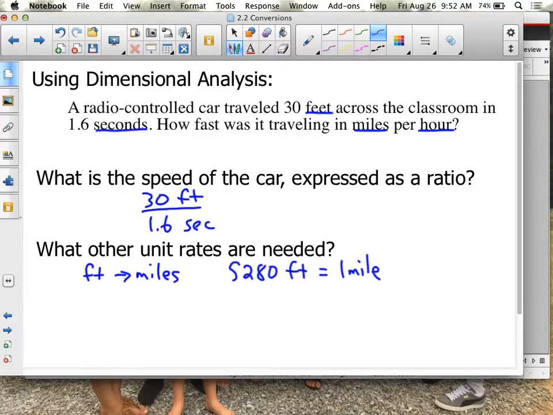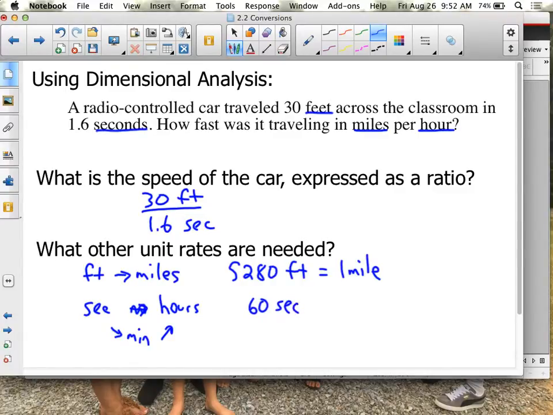So we have another conversion though. We need to go from seconds up to hours. Do you know how many seconds are in an hour? I'm not too sure either. But what I do know is I know how many seconds are in a minute. And then from minutes, I can go to hours.